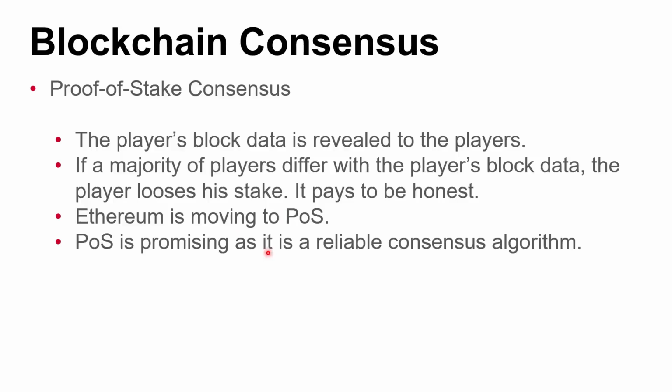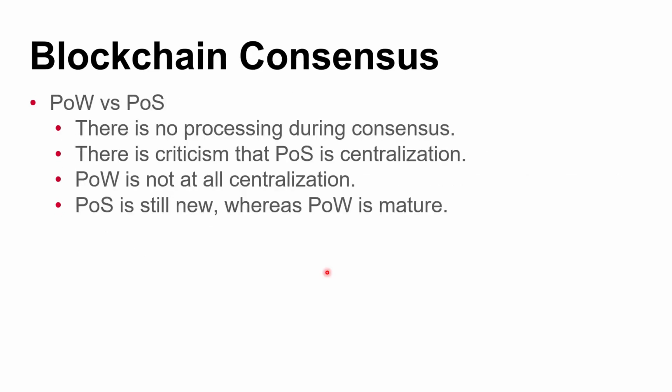Ethereum is moving to proof of stake, and proof of stake is promising as, again, it is a reliable consensus algorithm and is much less expensive. So with proof of work versus proof of stake, again, there is no processing during consensus. There is a criticism that proof of stake could be centralization. Proof of work is not at all centralization. I guess that argument will continue to go on, and we will see where it takes us. Proof of stake is still new, whereas proof of work is very mature.